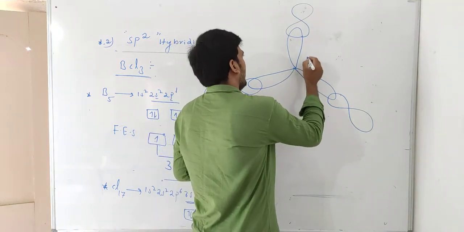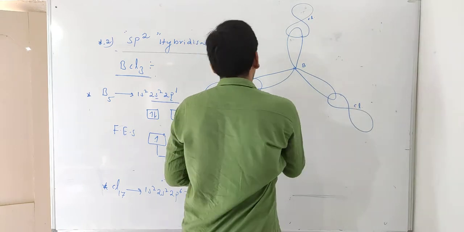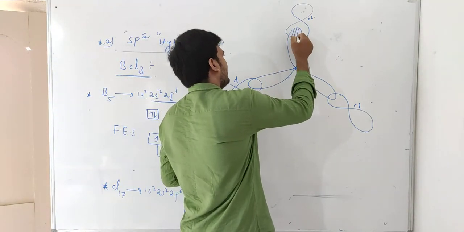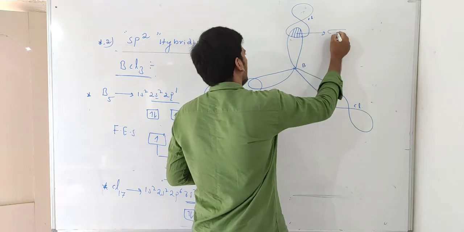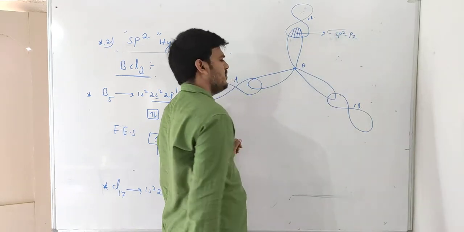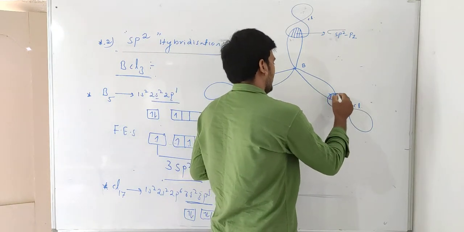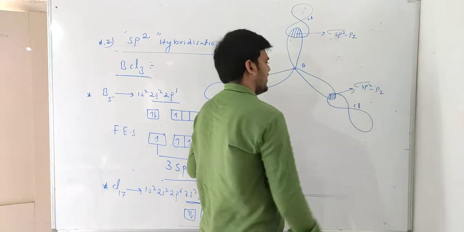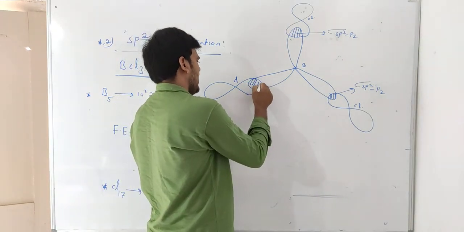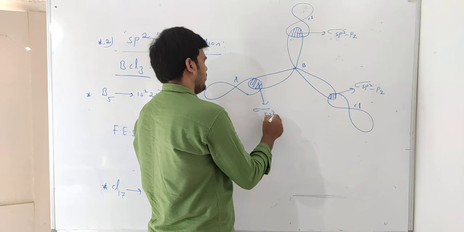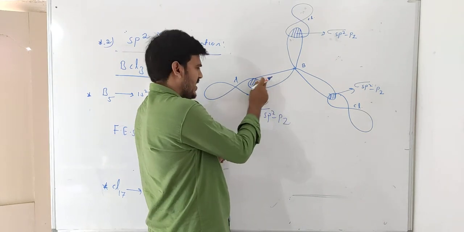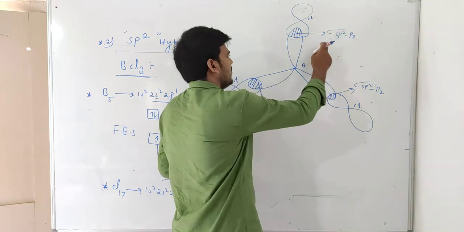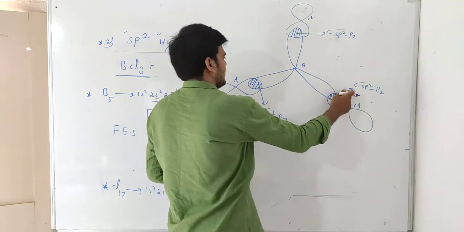So this is the boron atom, and next chlorine Cl, next chlorine Cl, next chlorine Cl: BCl3. And this is a sigma sp2-pz bond. Similarly, sigma sp2-pz bond, and sigma sp2-pz bond. The sp2 hybrid orbital overlaps with the pz orbital. So sigma sp2-pz, sigma sp2-pz, sigma sp2-pz.